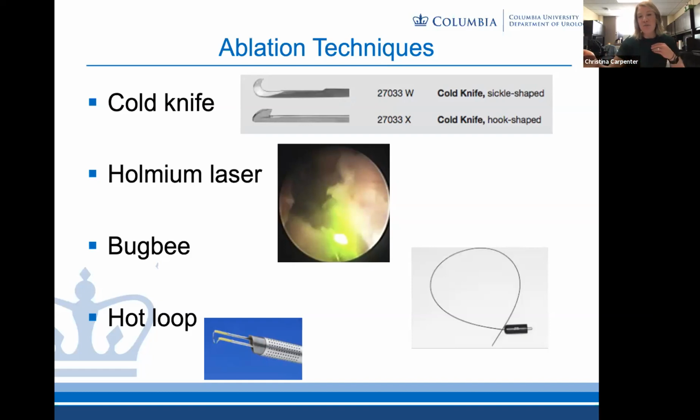Inevitably, our preferences and the way that we practice are influenced by how we are trained and our own experience. When I was in fellowship, we always used a cold knife, and it's working for me, so I'm going to continue to do that for now.